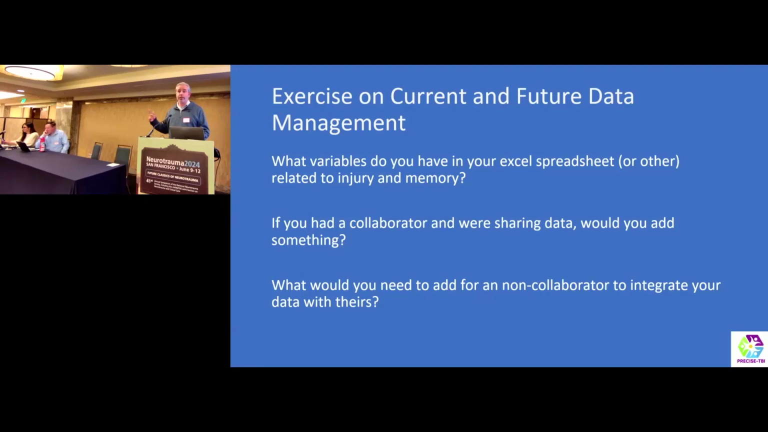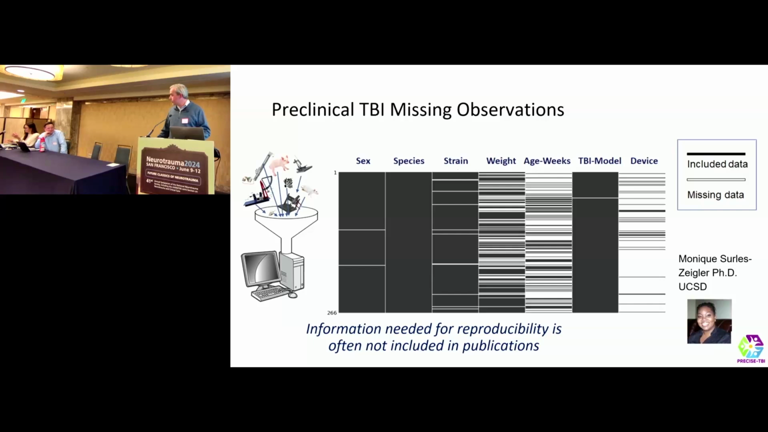I think this is great. I think people are kind of thinking in the right direction. And in fact, I think this is from Monique. Going back and actually looking at the preclinical TBI observations that are missing out there in the data. We do a pretty good job of making sure we're collecting things like sex and species. These black lines are showing that the data were included, but what these others were missing. What you see is, as we move to the right, more and more missingness.